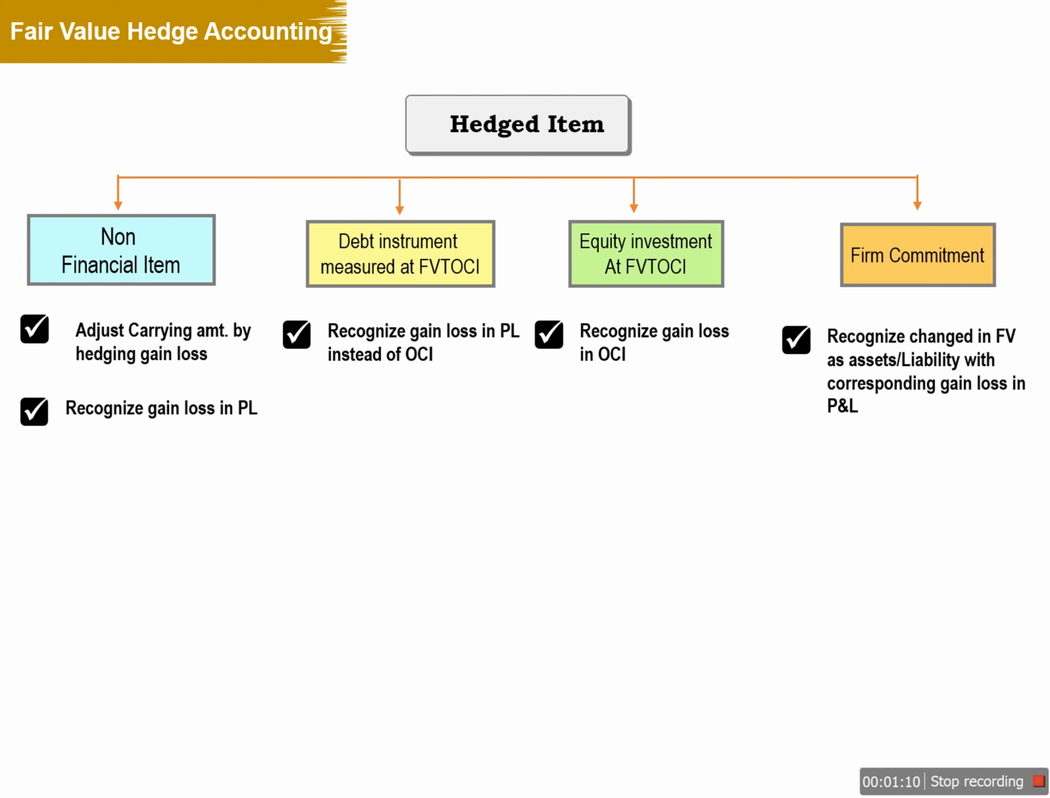Next category is the firm commitment. We need to recognize the change in fair value as assets and liabilities, with the corresponding gain or loss booked in profit and loss. And on the execution of the firm commitment, we need to include the cumulative change in the fair value of the asset or liability that is acquired.